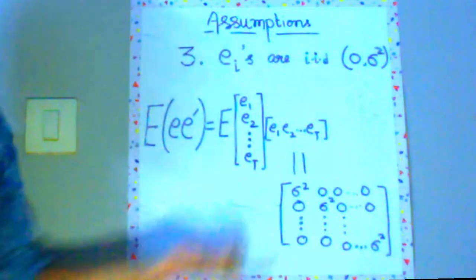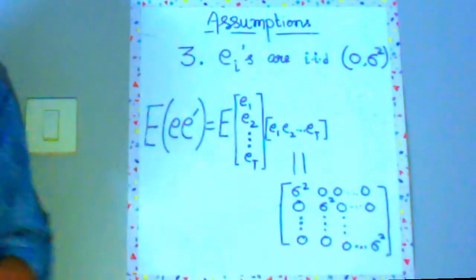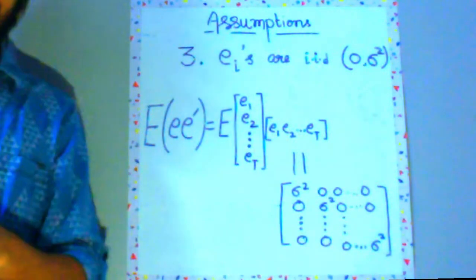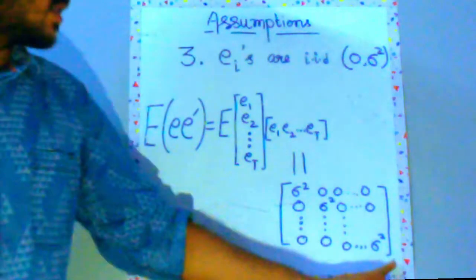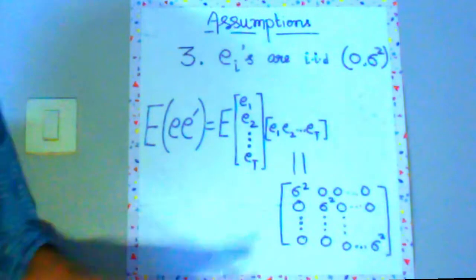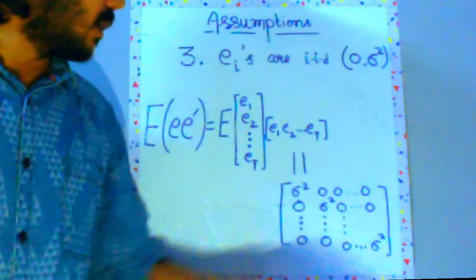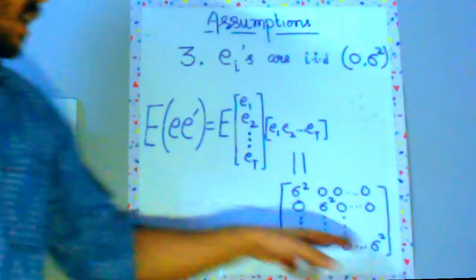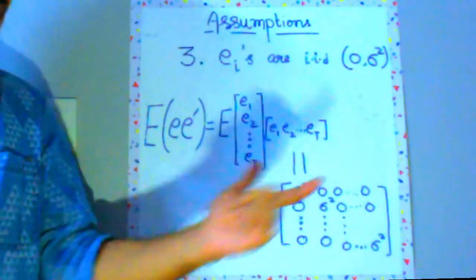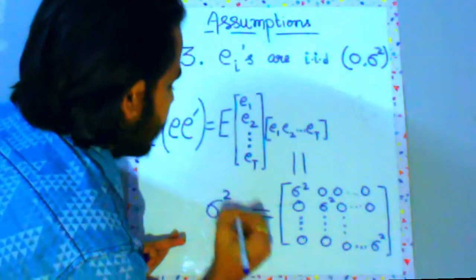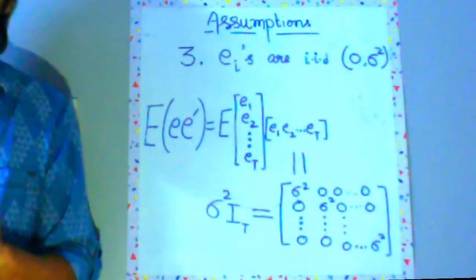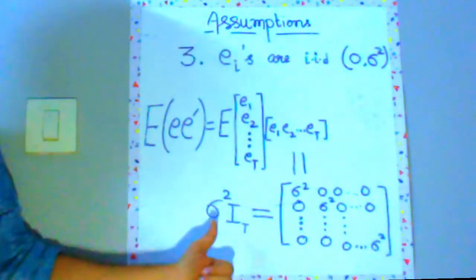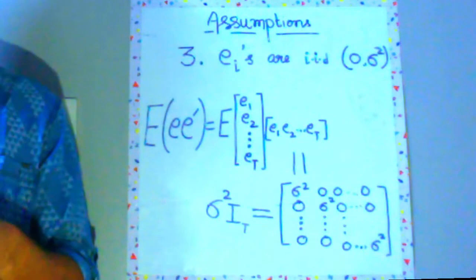So the expectation of E E transpose, the variance covariance matrix, is equal to the expectation of this quantity, because E is a vector and E transpose will become this kind of a matrix. If you multiply them and you remove the off diagonal elements, you will get this square matrix. Now the diagonal elements are sigma square, they have the same value, so you can represent this simply as sigma square times the identity matrix of order T.